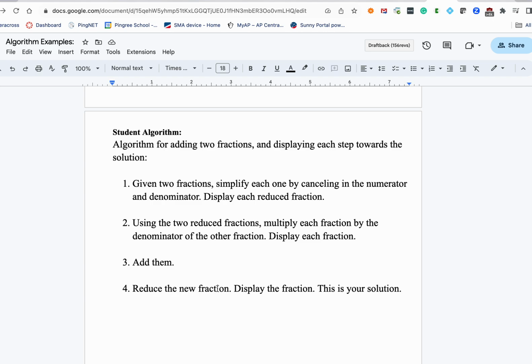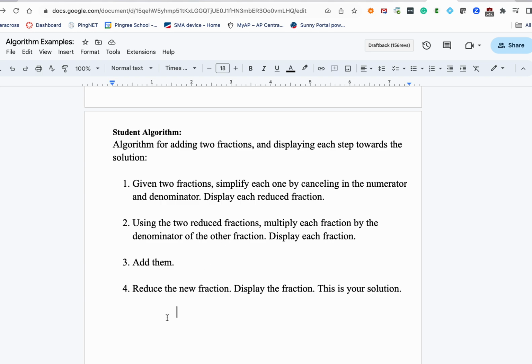Well, what if it's something like 10 over 30 or something like that, and you then make it 5 over 15 by cutting the top and bottom in half? You still got more you can do. So just reducing it once isn't enough. You need to say something about reducing it completely and display the fraction. So there's more that can be done. Try your hand at it.